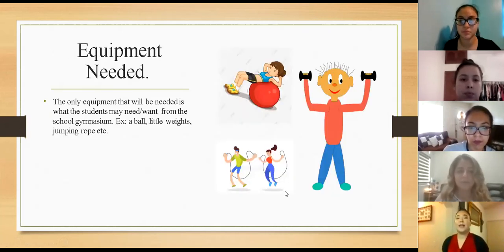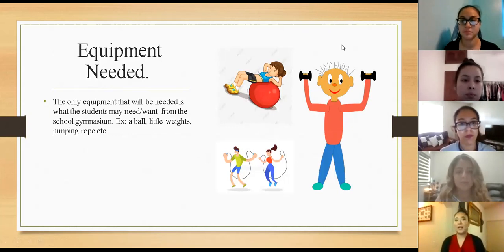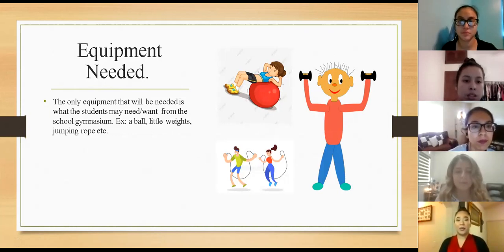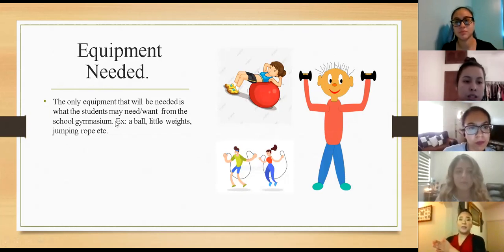The equipment needed would just be the equipment that the students need. It can be, for example, weights that will be safe for them, a jumping rope, and also a ball. It would just depend on what they write on their circuit and what they need.